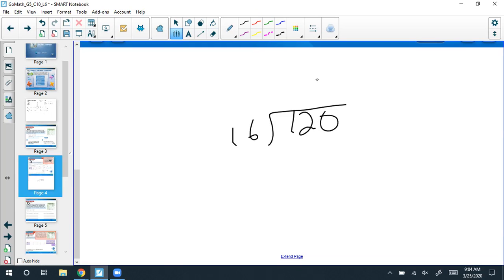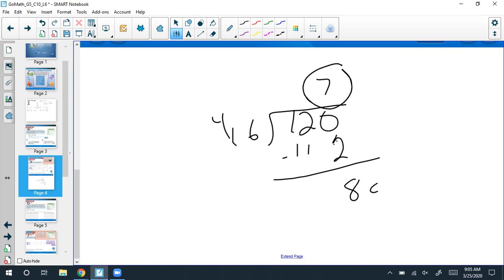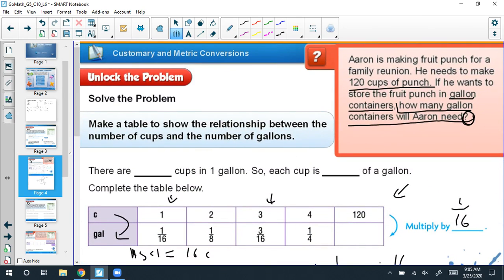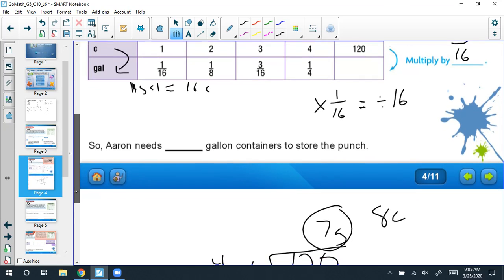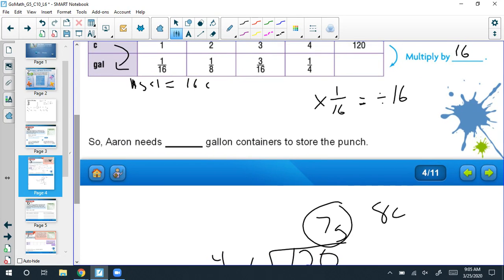Use 7. So 6 times 7 is 42. 4 plus 7 is 11. I'm going to subtract, and that's going to leave me with 8 cups left over. So I have 7 gallons of fruit punch and 8 cups. But if I think back to that original question, remember that original question was, how many gallon containers will he need? Well, if I only have 7 gallon containers, then I'm going to throw away 8 cups, and that is not a good idea. So instead of using 7 containers, I am going to get 8 containers to store our fruit punch.